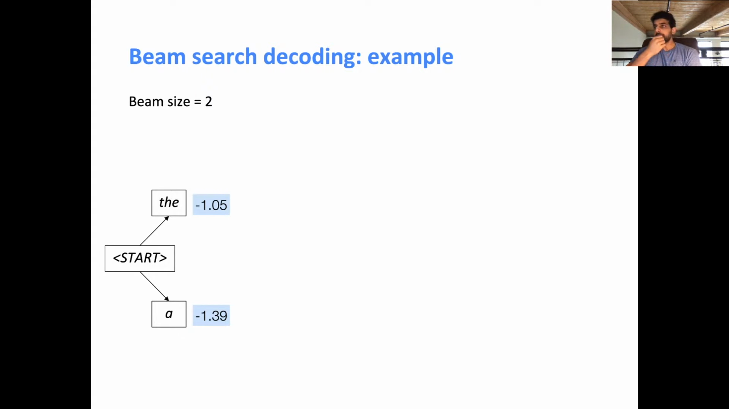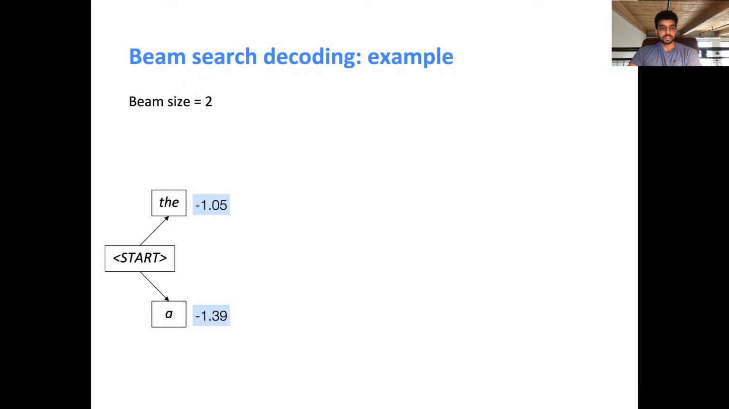So with my beam size of 2, at this first step, I'm going to just take the 2 most probable words, given the start token, and also, of course, the encoder's representation. And I'm going to put them in as my 2 candidate translations. So I have one sentence that starts with "the", and one sentence that starts with "a". So these are my 2 candidates at this point. So here we're showing the log probability.